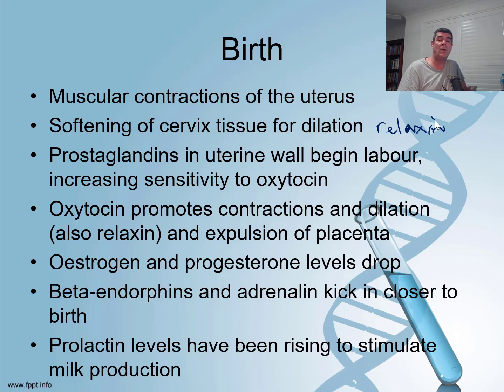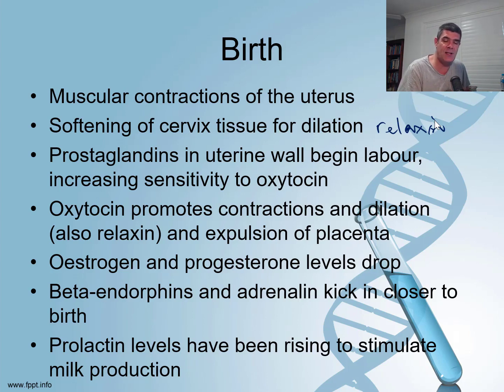Prostaglandins in the uterine wall are secreted in order to begin the labour process and increase the sensitivity to oxytocin, and levels of oxytocin rise in order to promote contraction and also dilation of the cervix, and later the expulsion of the placenta.